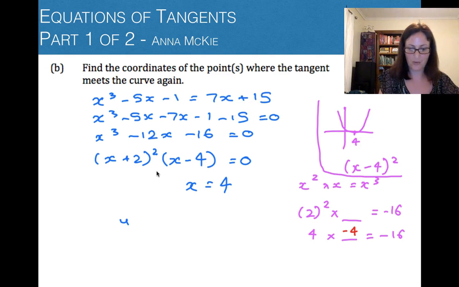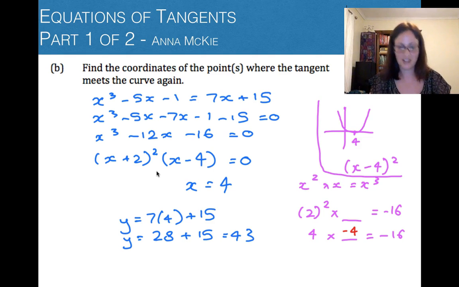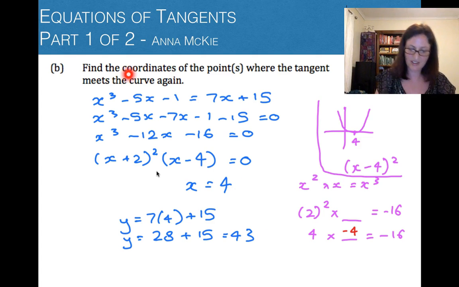So we're left with y is equal to 7 times 4, add 15. That's 28 plus 15, which gives us 43. And remember, that's what it was back when we did the graph. x is equal to 4 and y is 43. But it said find the coordinates, so it's always nice to finish the question off by writing it as coordinates.